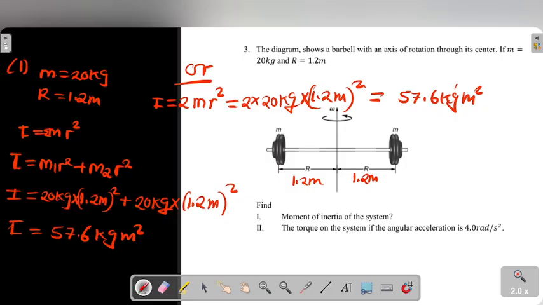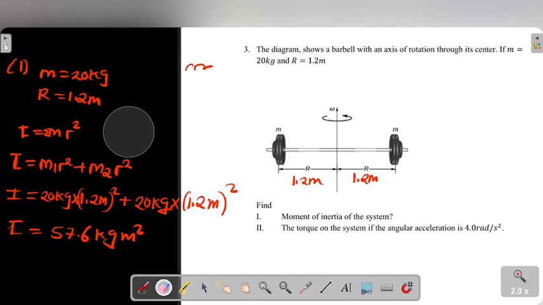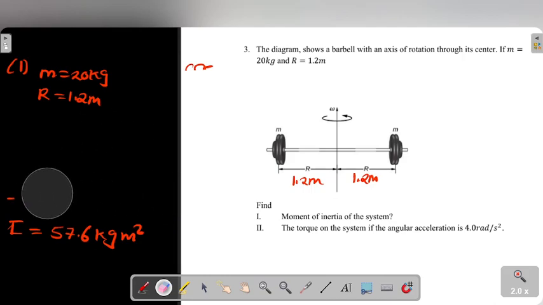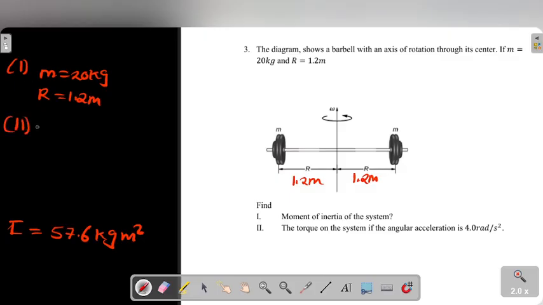Then moving to the last part, which is part 2. So we'll keep our moment of inertia there. Part 2 says find the torque on the system if the angular acceleration is 4 rad/s². So for part 2, to find the torque given the angular acceleration, the torque will be equal to the moment of inertia times angular acceleration. So the torque will be equal to the moment of inertia that we found, 57.6 kg meter squared.